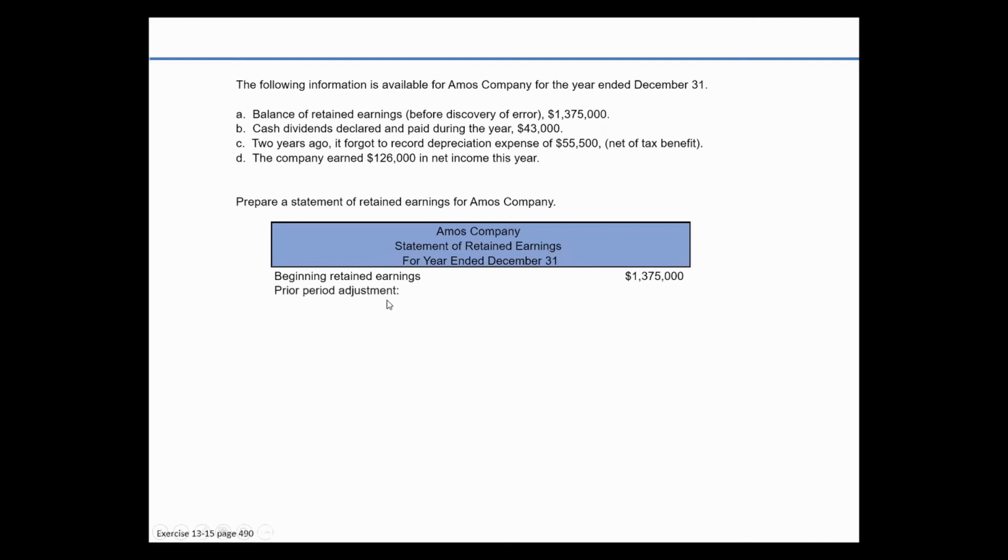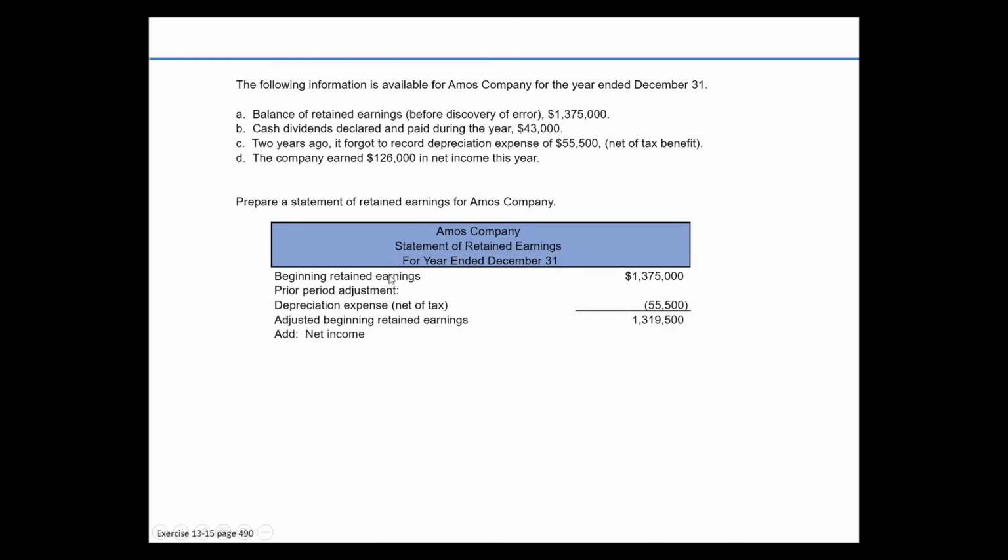And in the prior period adjustments, we have the depreciation expense net of tax of $55,000. We see that right here because it's restating, because it forgot to record the expense. So now we have to record it now. And so that adjusts the retained earnings balance now beginning to $1,319,500, because we take the beginning balance minus the depreciation net of tax that we forgot in the prior year. That gives us then the adjusted beginning retained earnings.